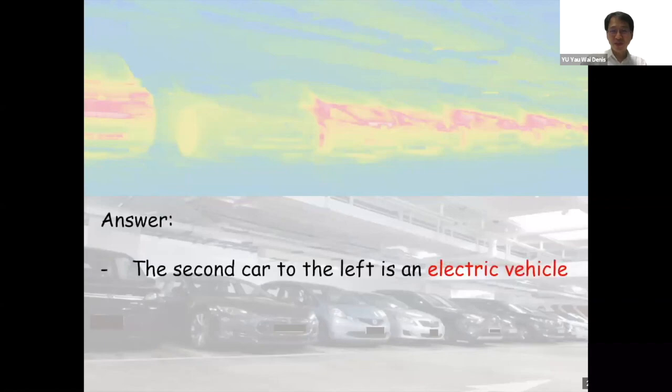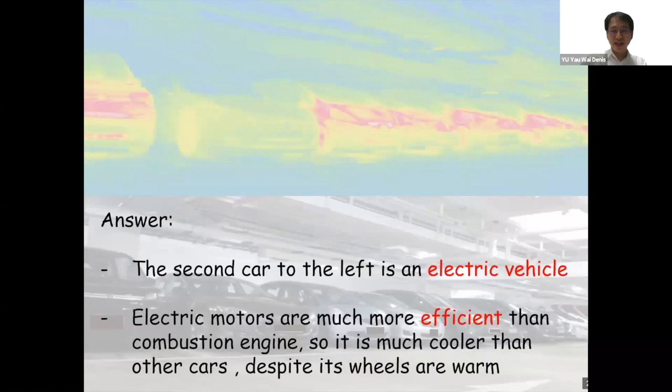What is interesting about this photo? Pay attention to the second car to the left. It is actually a Tesla, which is an electric vehicle, and it is much cooler than the other cars. Electric vehicles run on electricity and also electric motors. And electric motors are much more efficient than combustion engines.